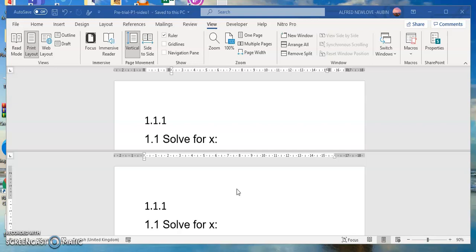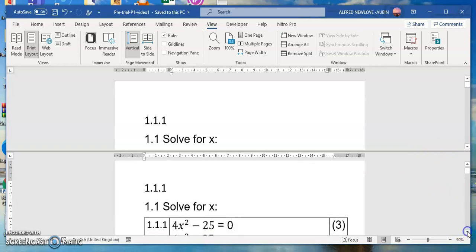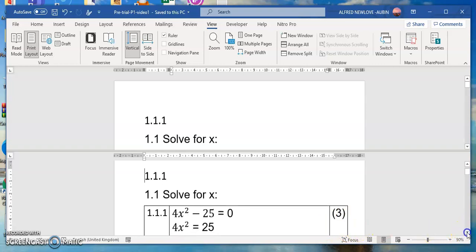Today we want to look at some of the questions in the prelims, in the mock to prepare us for the prelims. So let's start with this paper 1 question. Solve for x. And let's look at the first question. It says 4x squared minus 25 is equals to 0. We are supposed to solve for x, and it's 3 marks. So we need not to waste time there.